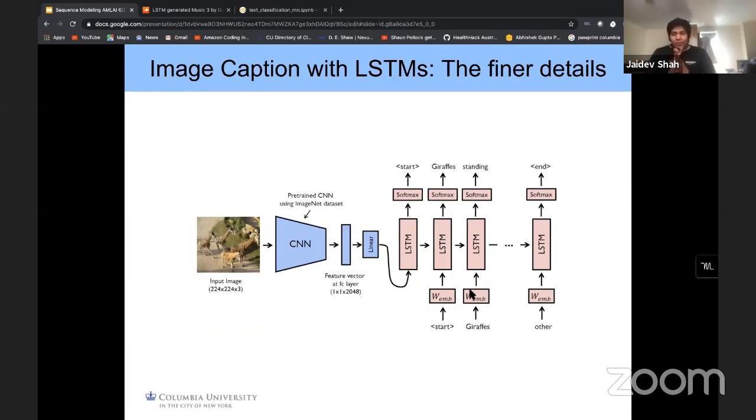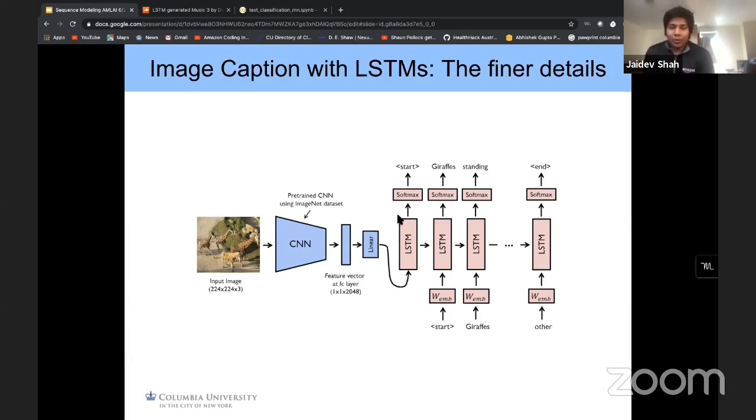So another great example is image captioning, right? So you have this input image. Use a CNN to convert this into a sequence of numbers, a vector of numbers called the feature vector of this image. And then you'll pass this into an LSTM.